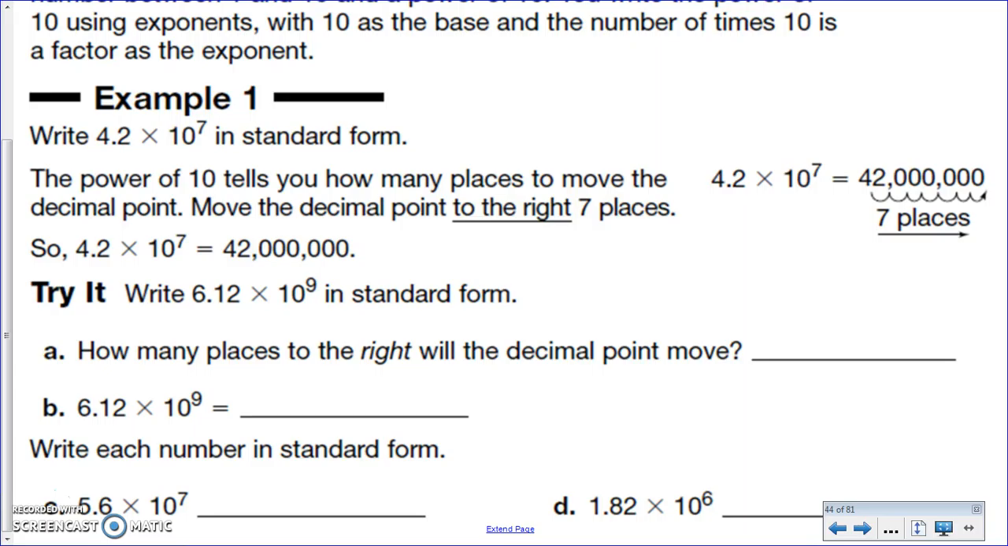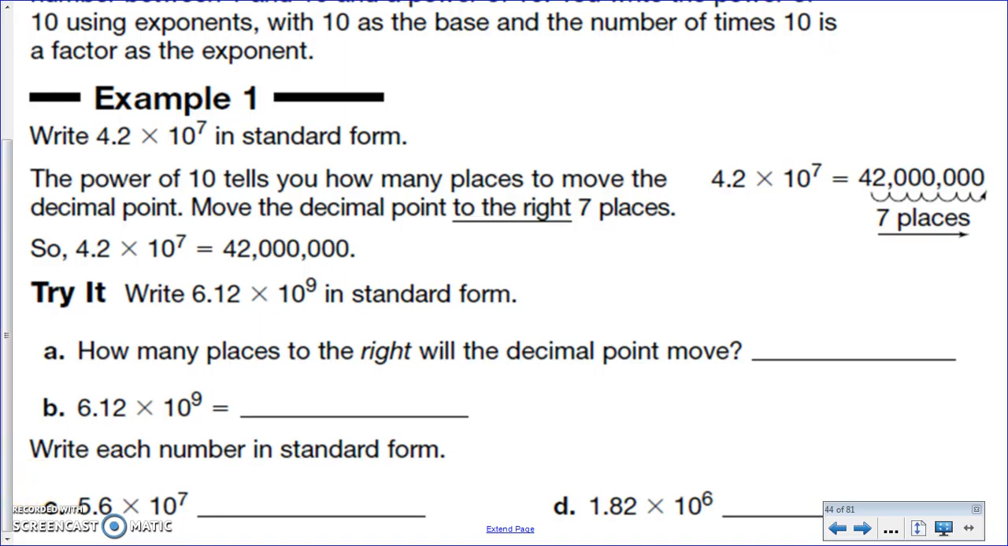Right, so if we look over at the example, they move the decimal point 1 place behind the 2, then they have to move it 6 more places to get all 7. That means we're only adding 6 zeros here. So 4.2 times 10 to the 7th becomes 42 million.